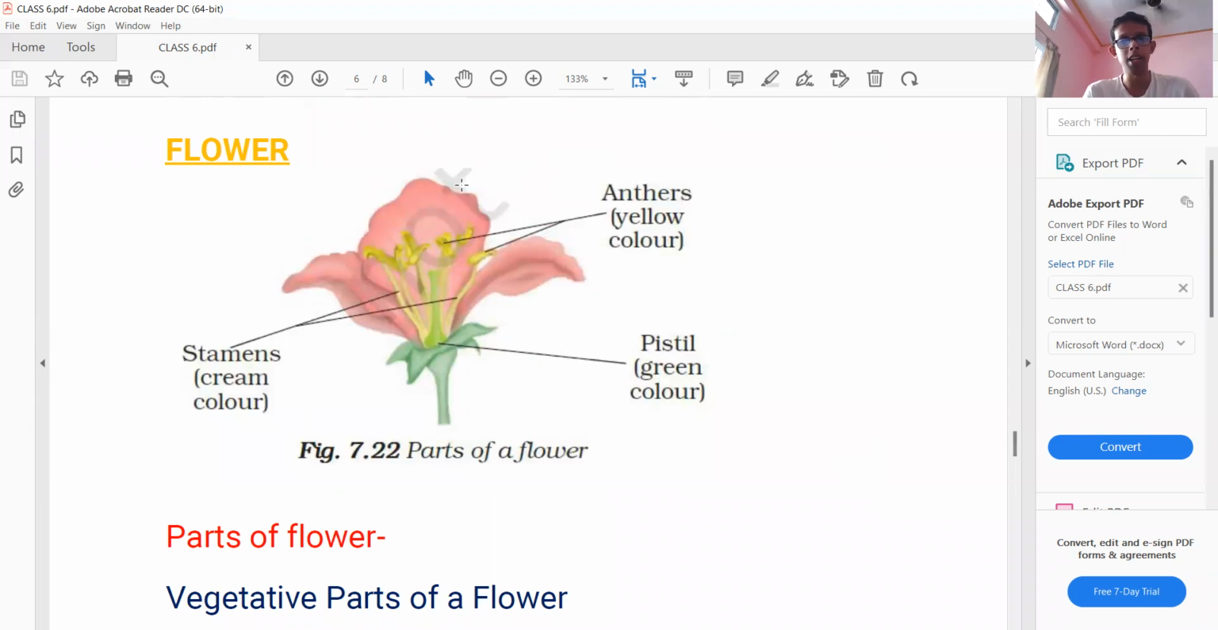Petal is the bright colored portion that we see in a flower. These vary from flower to flower and attract insects, birds, honeybees, etc. Sepals give support to the rising buds, and it is the green colored portion of the flower.